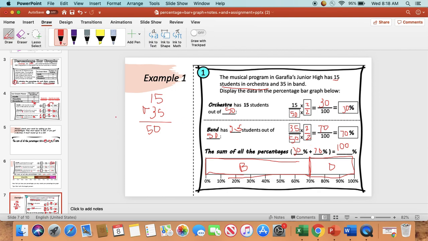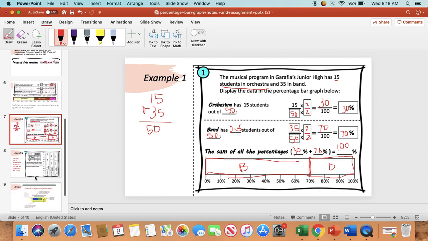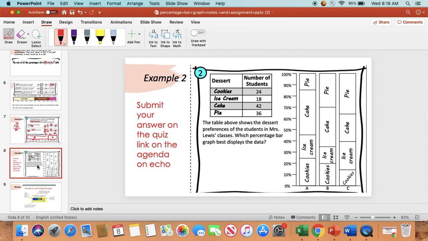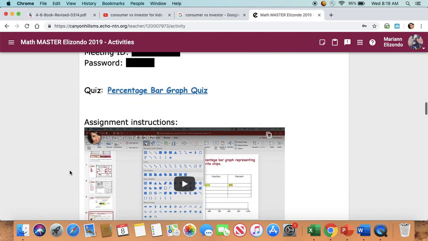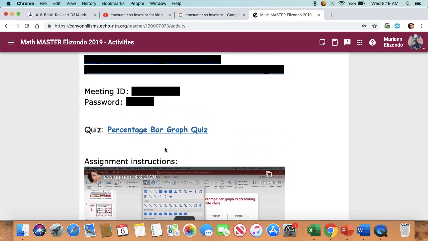Okay. So what I want you to do is work on example 2 by yourself. When you add this up, it might not equal 100, so you're probably going to have to use top dog in the house. So go ahead and work on this on your own. Here are your answer choices A, B, and C. Once you're done with this part, submit your answer on the quiz link on the agenda on Echo. So if you go back to the agenda, right here where it says quiz, go ahead and submit your answer. It's just one question.